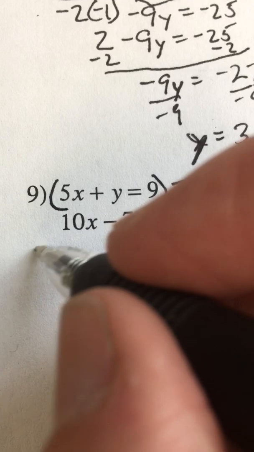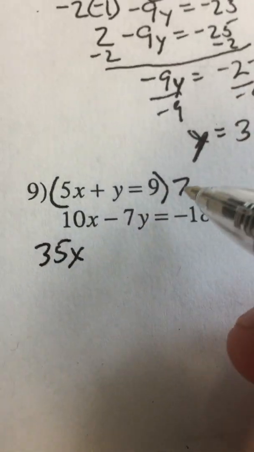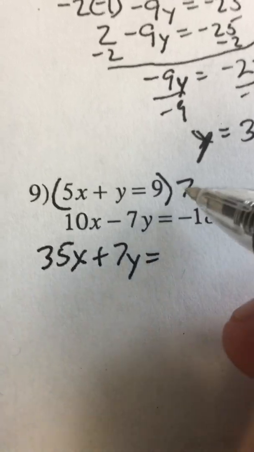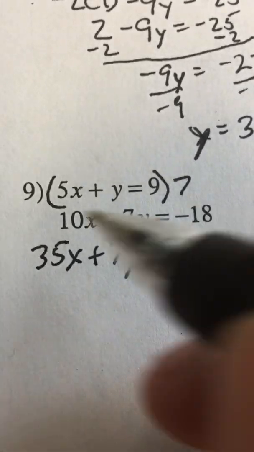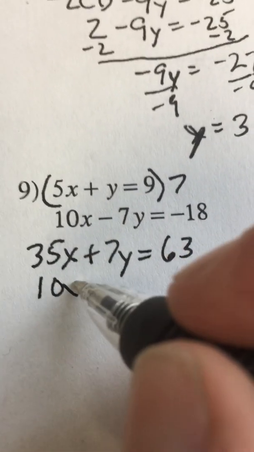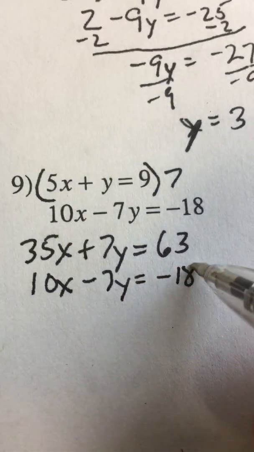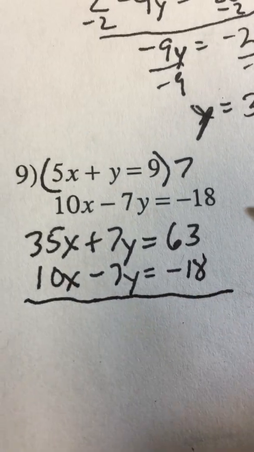So 7 times 5 is 35x. 7 times y is plus 7y equals, and 7 times 9 is 63. Second equation I did not change. It's going to stay as is. Minus 7y equals -18. Here we go. And then we're going to add those together.